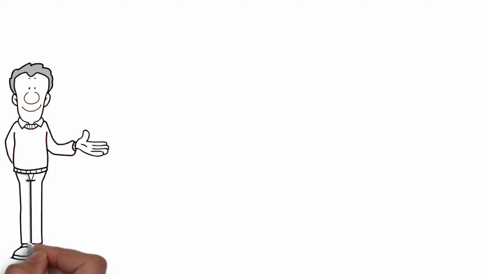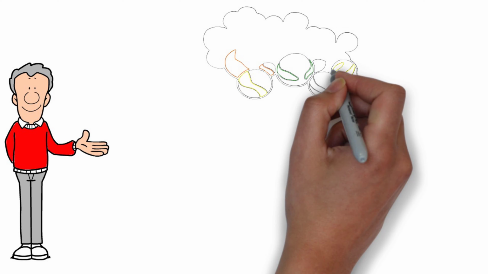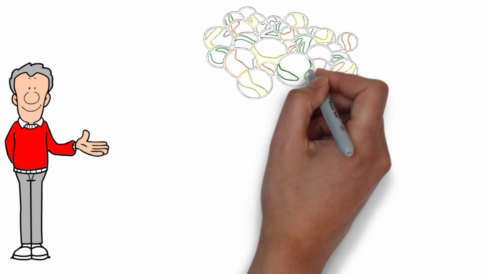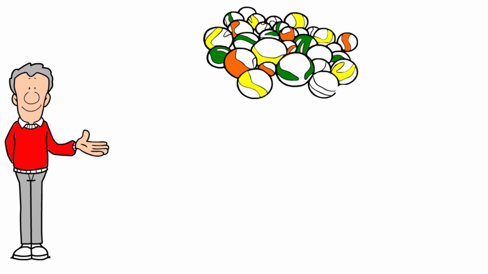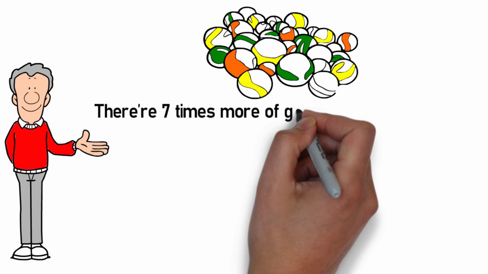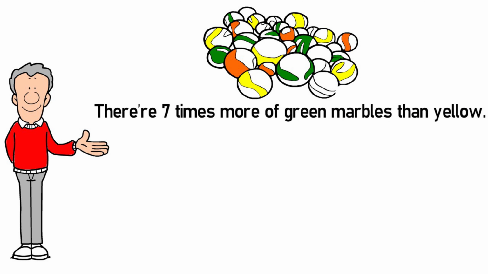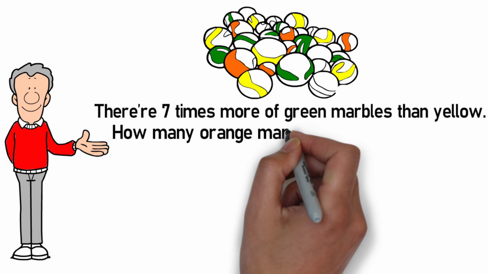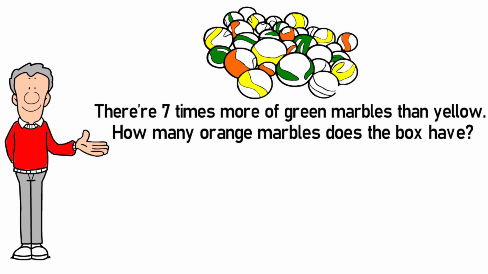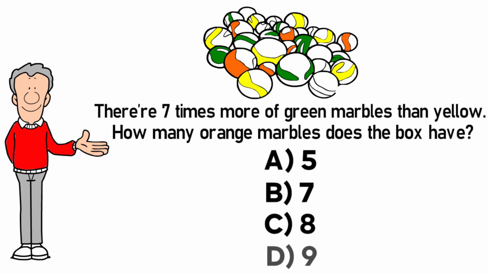Here's the cool problem, which is easy to understand, but might be a little tricky to solve. The box has 15 marbles of green, yellow, and orange colors. There are 7 times more green marbles than yellow. How many orange marbles does the box have? You have 4 different choices. Choice A, 5. Choice B, 7. Choice C, 8. And choice D, 9.